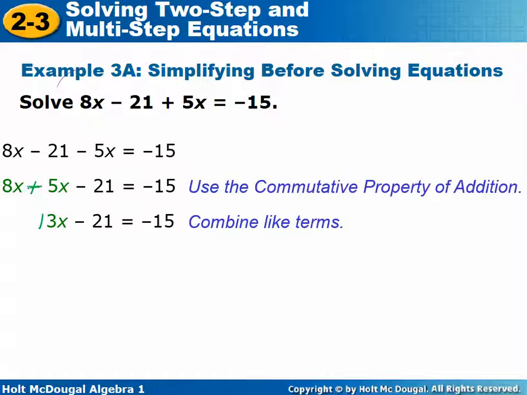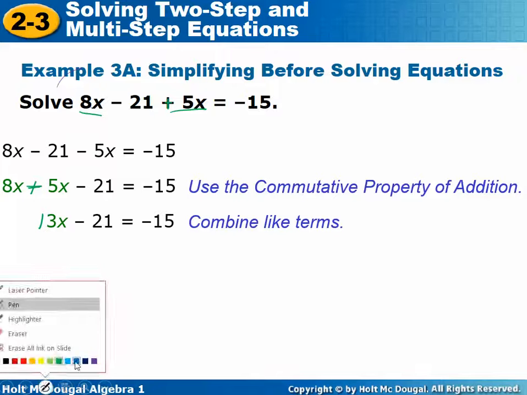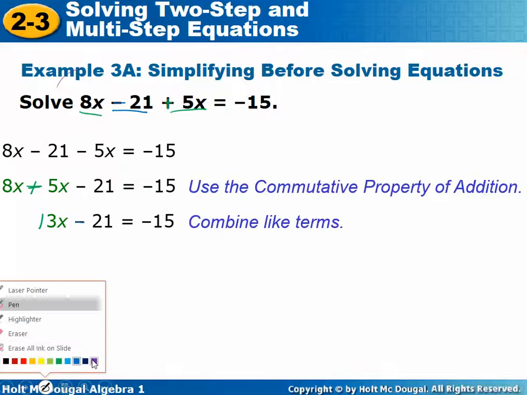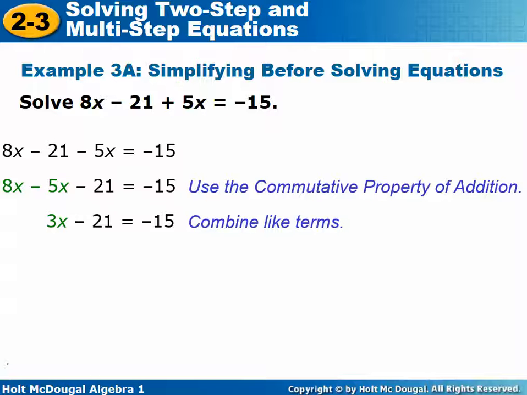So 8x, because this is a plus sign, the sign in front of a term belongs with it. We assume that this one's positive because there's no sign in front of it. This one is a negative 21, so that negative stays with it. So we have 13x minus 21 equals negative 15. And then our next step is to, whoops, where did my work go? It disappeared.